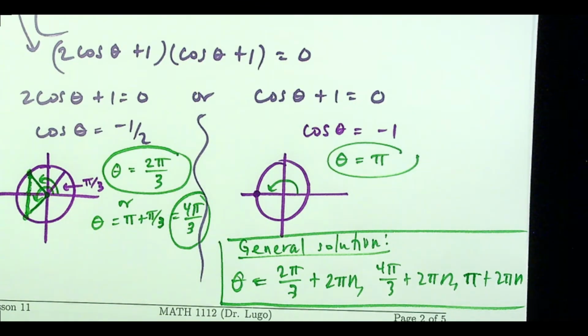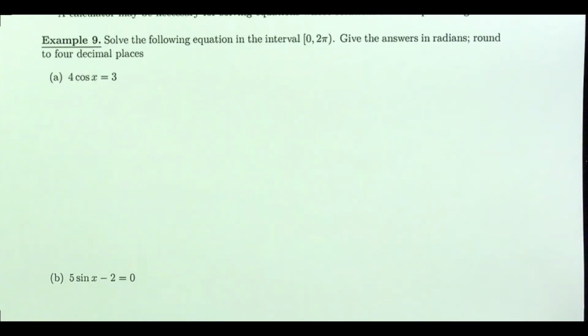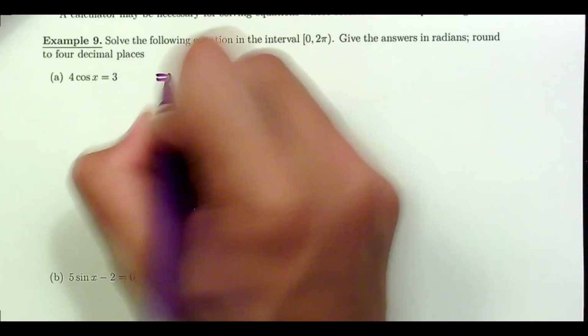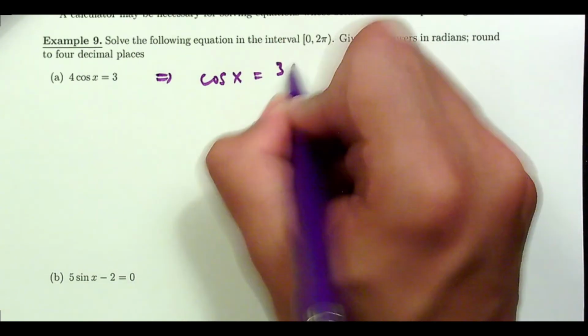Okay, let's do now some examples where the answer is not a special angle. All right, so let's solve this one. It says 4 cosine of x equals 3. When the answer is not a special angle, you really do need a calculator for this because it's not something you're going to know from memory. Okay, first thing is let's solve for cosine. Divide by 4. You get cosine of x equals 3/4.